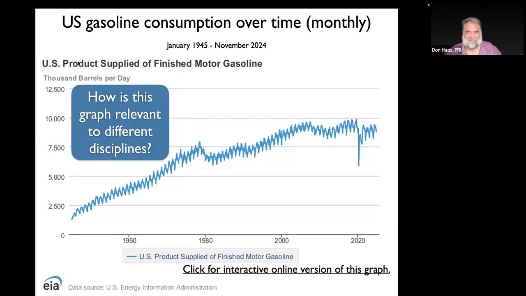Anything interesting there? I think in 2020, the consumption of gasoline was down because of COVID. You are correct. Yes. The bottom of that trough right there is April of 2020. So everybody went home on March 13th, and everybody stayed home in the month of April. So gasoline consumption went way down.